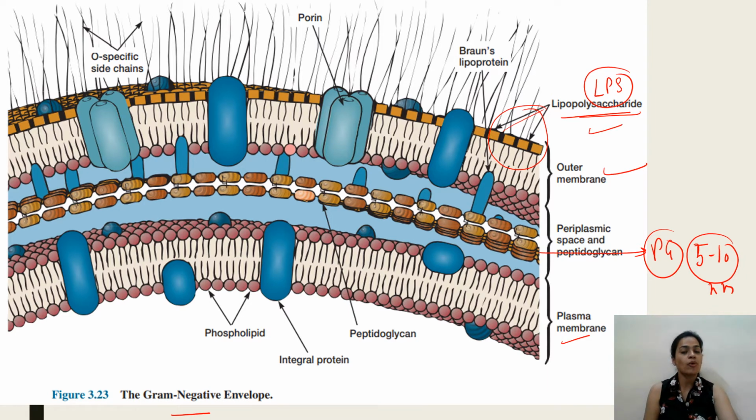This lipopolysaccharide consists of the O antigen, which is projecting outward. It also has a core polysaccharide and the lipid A molecules. I have already discussed this lipopolysaccharide in detail in my previous video, so right now I'm not taking it up again. Fine, so these are the structural differences between gram-positive and gram-negative bacteria.